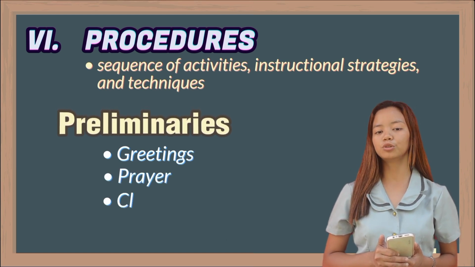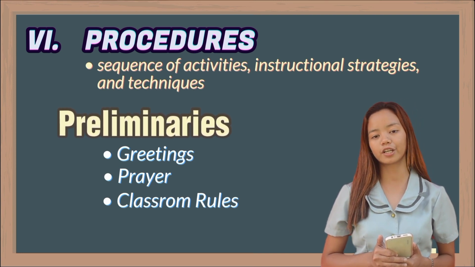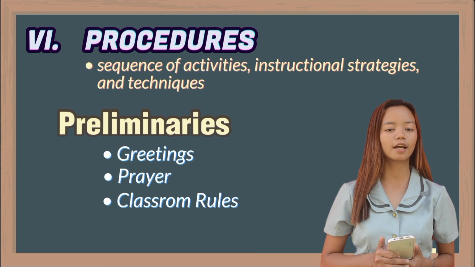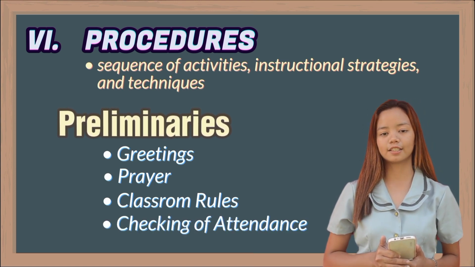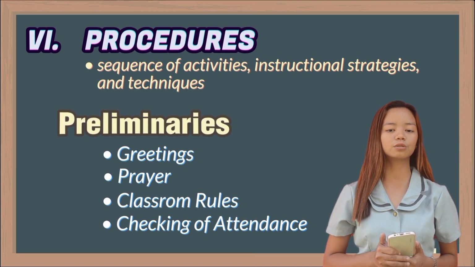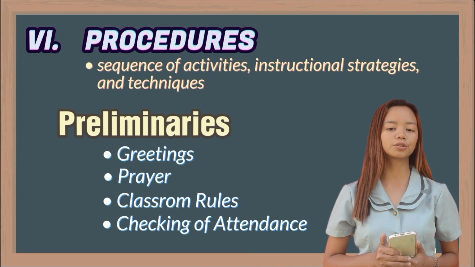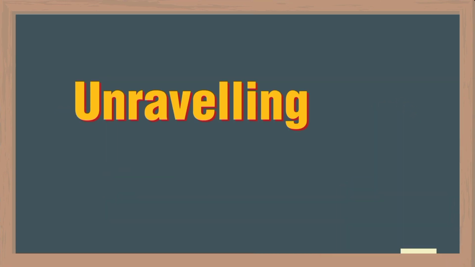Next, classroom rules, where the teacher sets clear expectations for students' behavior to maintain order and create a conducive learning environment. Lastly, checking of attendance. Therefore, this section sets the tone for the lesson and ensures students feel welcomed, understand the rules, and are accounted for during the class.